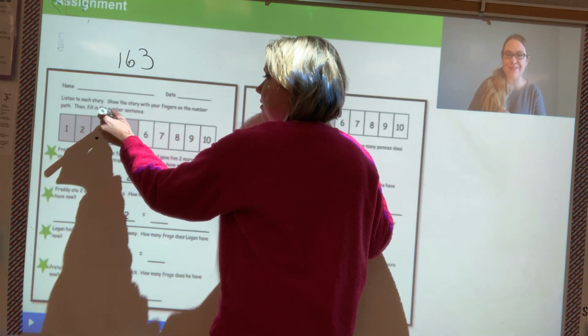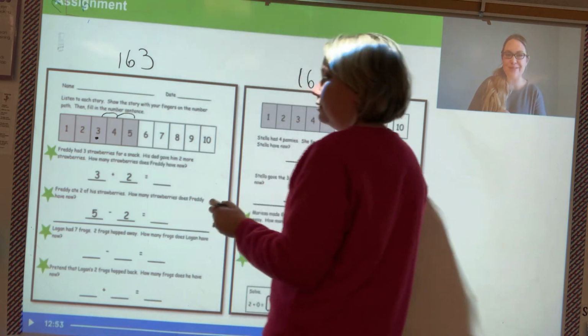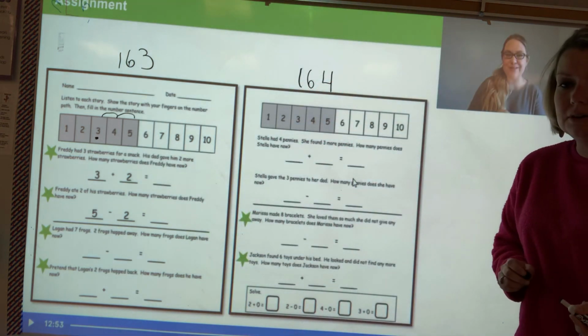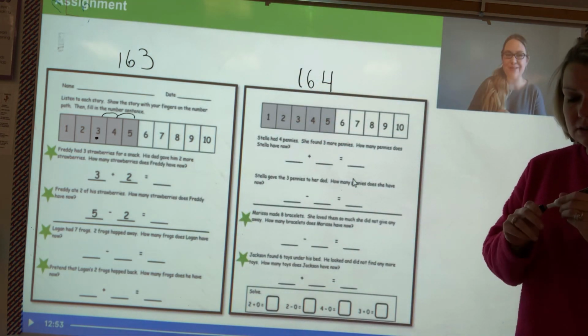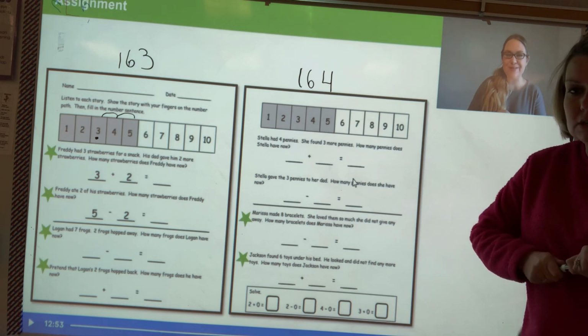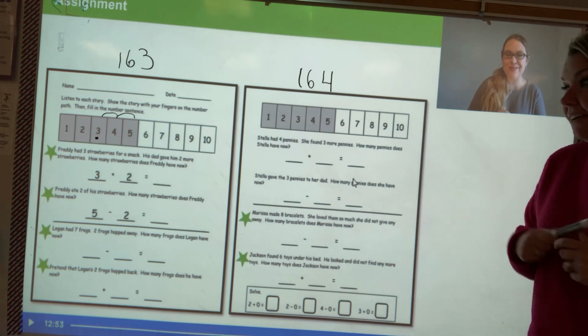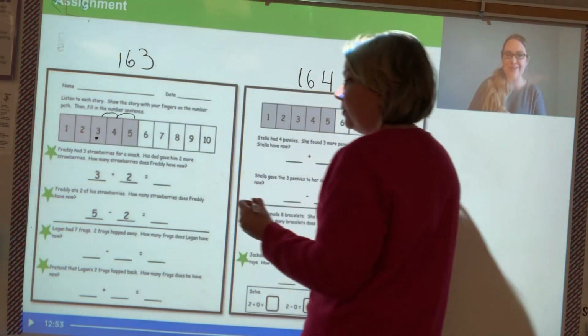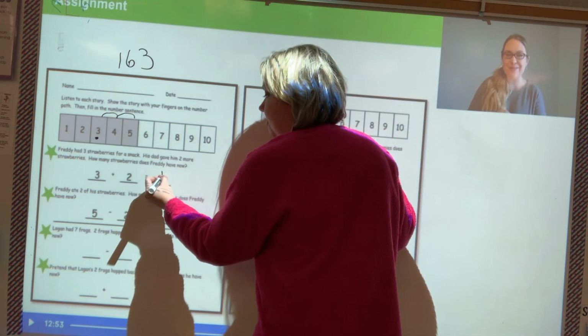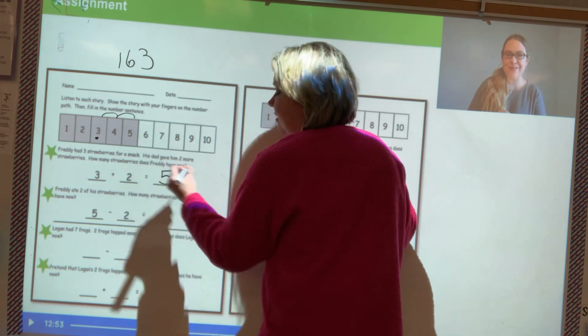1, 2. What number did we land on? Show me with your fingers. What number did we land on? 5. So our total is, how many strawberries did he have? 5.